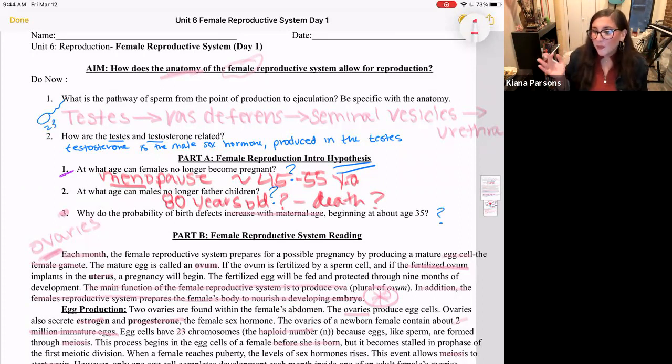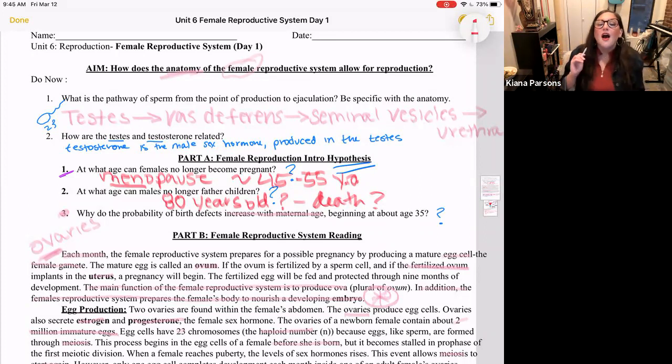Unless they have some kind of major health problem, or, for example, testicular cancer, which requires the removal of the testes, they will keep producing testosterone until death. Now, there is some evidence that older men may have increased probability of birth defects in their sperm cells, but not as much documented evidence as there is with females' egg cells. And let's talk about why.